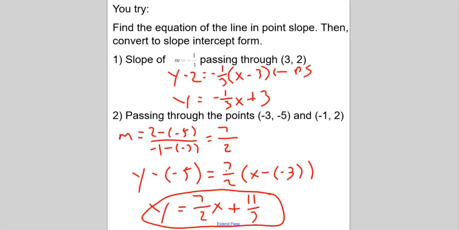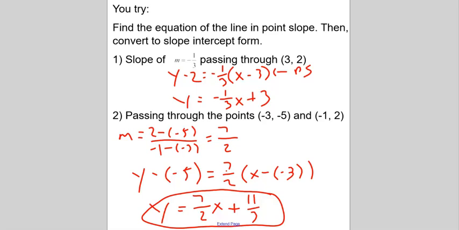So we should end up with this. Point slope form, the first one is that first line. Slope intercept is the second line. That should be 11 over 2, not 11 over 3. So that should be 11 over 2.